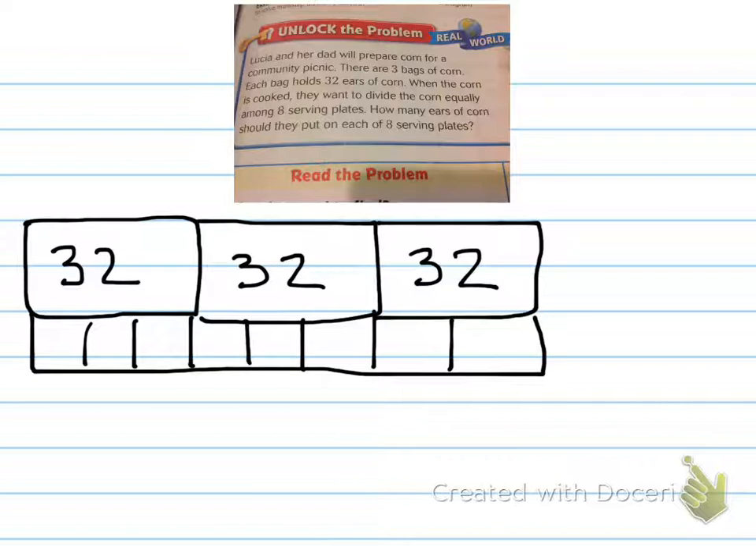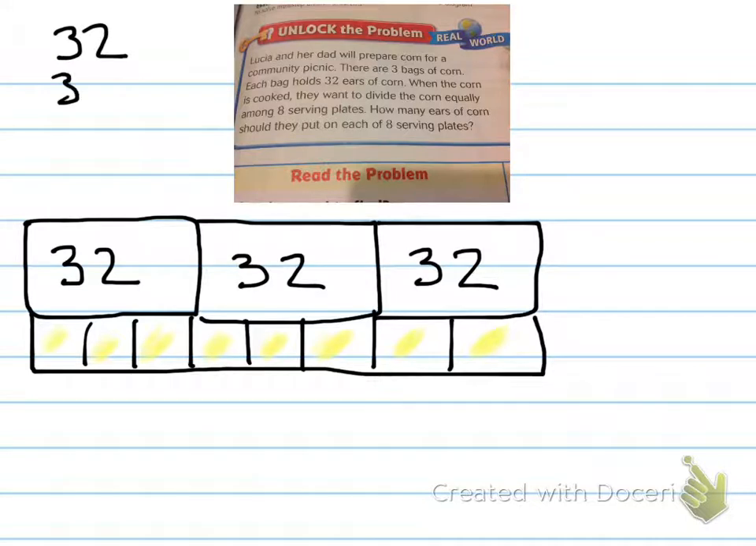Okay. So now the question is, how many ears of corn should they put on each of the 8 serving plates? Well, so these are the boxes the question's asking about. How many will go on each of the 8 serving plates? So what we need to do is find out how many total ears of corn we have and divide it into 8 equal groups. Well, let's figure out how many ears of corn we have then.